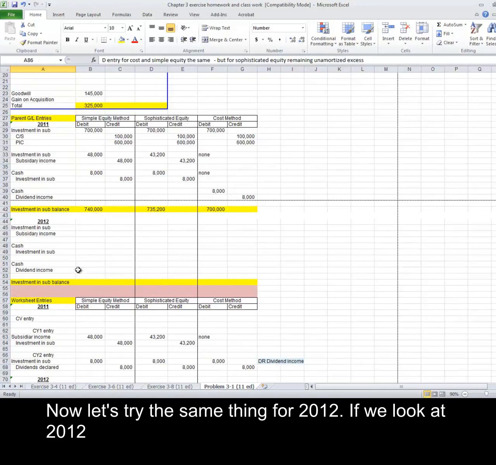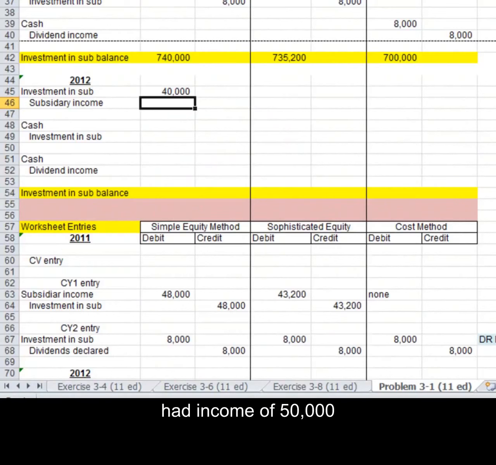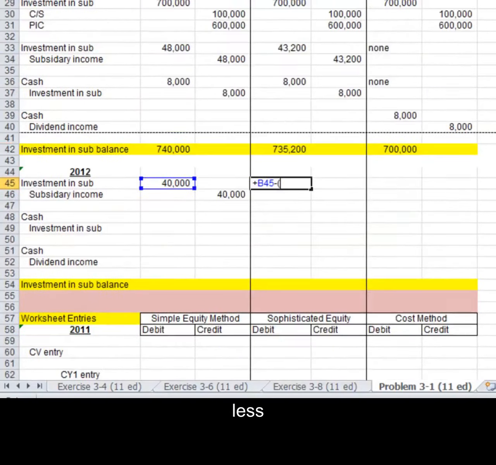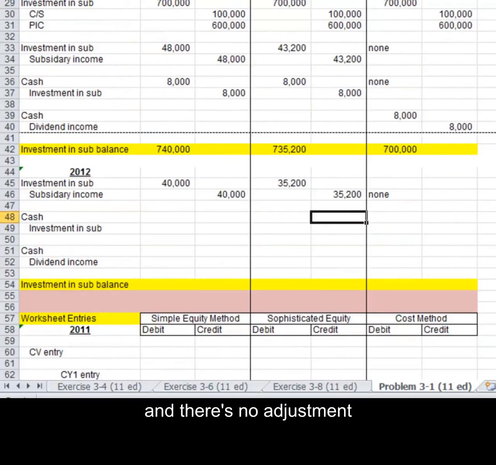Now let's try the same thing for 2012. If we look at 2012, we see that the sub underlying had income of $50,000. So $40,000 of that belongs to the parent. Again, the same amount less 80% of the amortization is what we record under sophisticated, and there's no adjustment under the cost method.